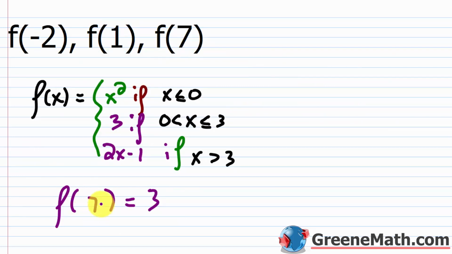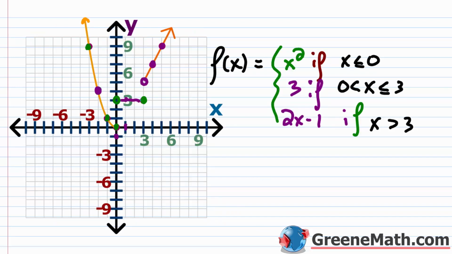So f of 7 is going to be what? Well, in this case, if x is greater than 3, I fall in this category. So it's 2 times 7 minus 1. 2 times 7 is 14. 14 minus 1 is 13. So I'd have a y value of 13. Now, we don't have that value on our graph, unfortunately, because it stops at a y value of 10. But if it did, you could verify that, and you could do a computer-generated graph if you wanted to and verify that. All right, so let's think about the domain and range and just kind of wrap things up here.